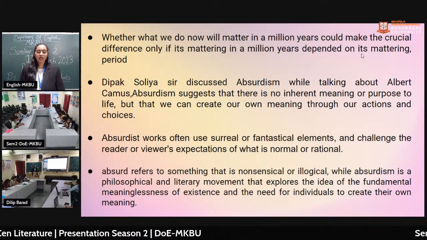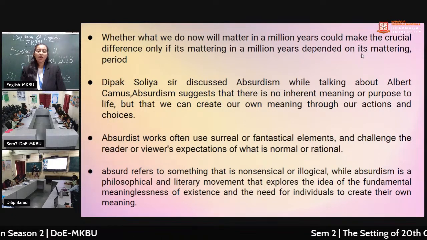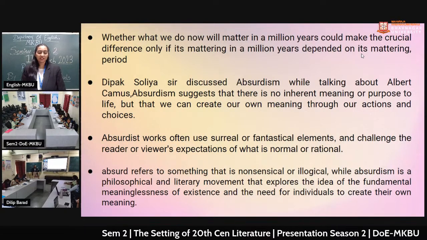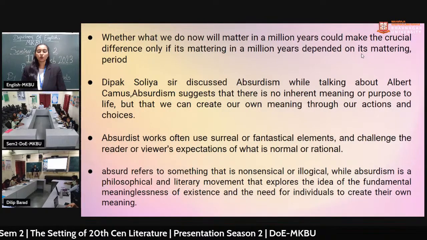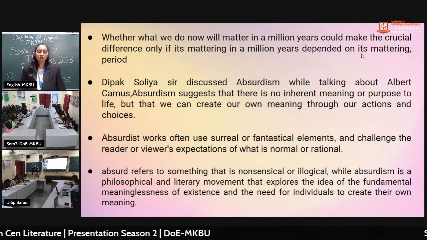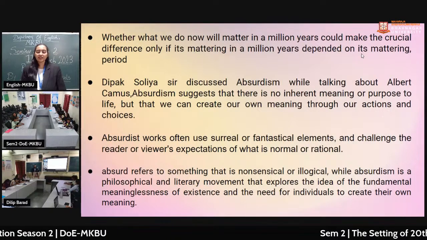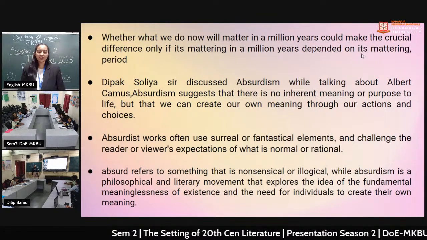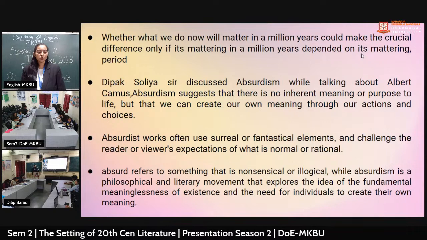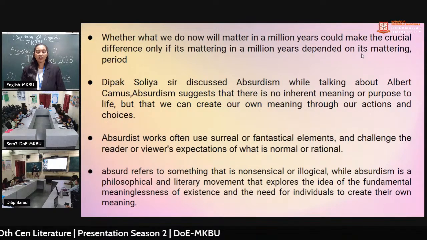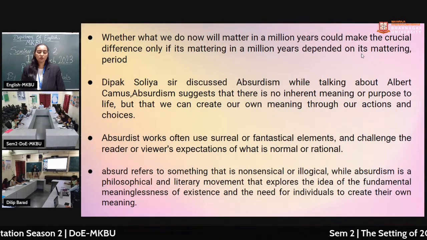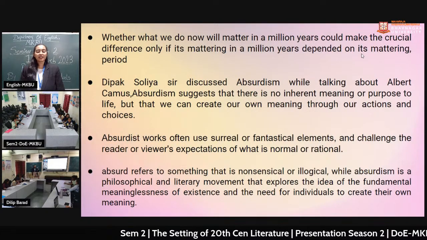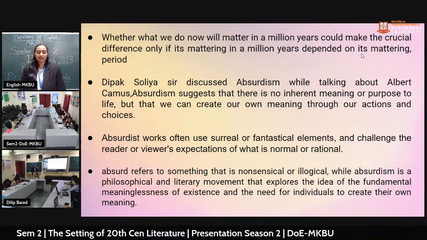Deepak Solia sir discussed absurdism while talking about Albert Camus. Absurdism suggests that there is no inherent meaning or purpose to life, but that we can create our own meaning through our actions and choices. Absurdist works often use surreal or fantastical elements and challenge the reader's or viewer's expectations of what is normal or rational. Absurd refers to something that is nonsensical or illogical, while absurdism is a philosophical and literary movement that explores the idea of the fundamental meaninglessness of existence and the need of individuals to create their own meaning.